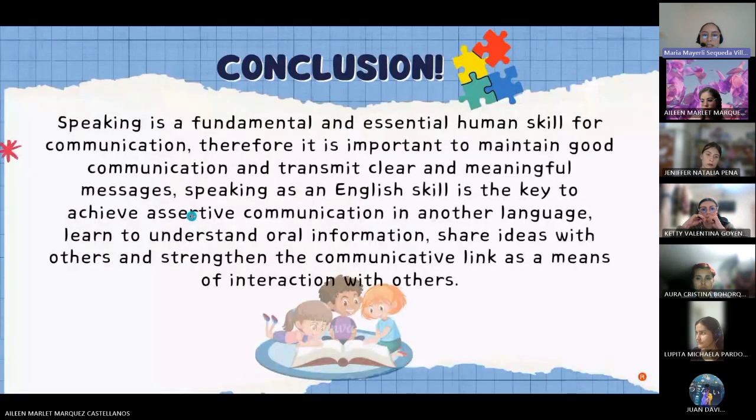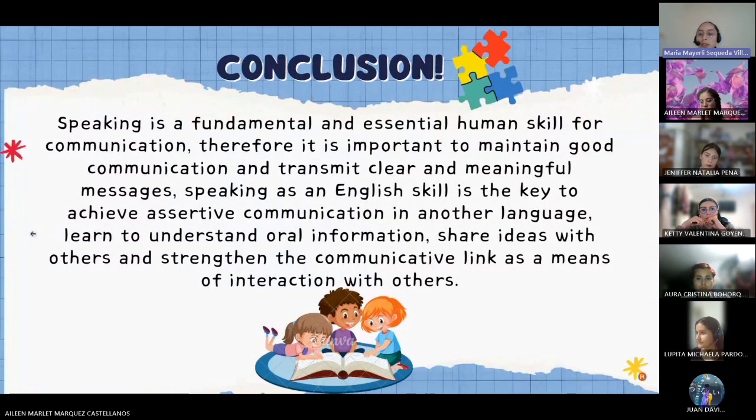Okay, now the conclusion. I chose this topic because I consider it very important. For example, in English, the speaking skill is fundamental, because a language is not only speaking, it is also about culture. For this reason, I consider that speaking is fundamental, because it communicates ideas, and the most important thing is that I can transmit a clear message to another person and always maintain good communication. And finally, thank you very much, teacher and partners. That is all for today.